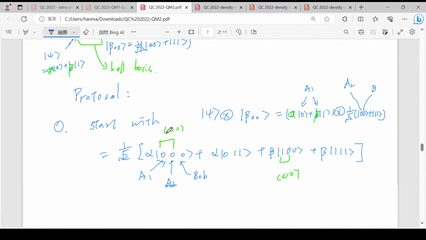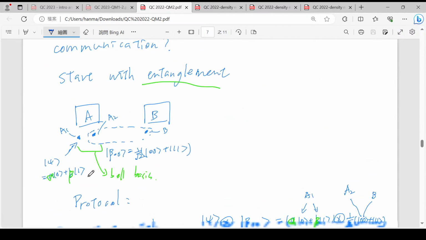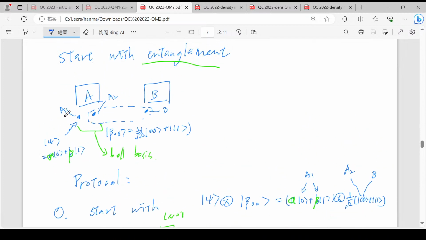Okay. So at a very high level, Alice will have this unknown state. Let's first see the setting. Alice will hold two qubits at the start of the protocol. She holds a qubit, we call it A1, that's the unknown state she wants to send. No one knows what this state is. It's alpha 0 plus beta 1. And then Alice and Bob share the entangled state, beta 00, which is 00 plus 11 normalized.